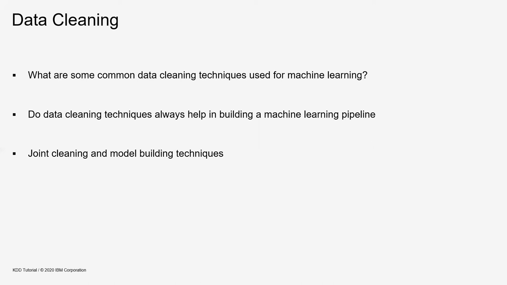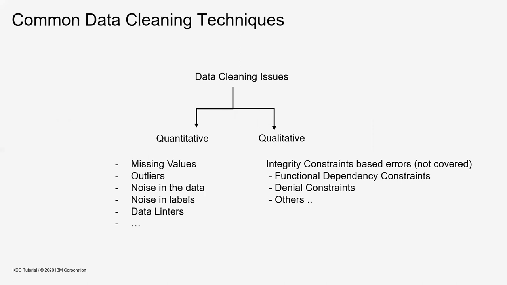So let's start with the first one. Data cleaning issues can typically be divided into quantitative and qualitative issues. There have been a lot of tutorials which have talked extensively about integrity constraints and functional dependency constraints and so on. This is an area that we are not going to cover as part of this tutorial. But we are going to look at issues like missing values, outliers, data linters, noise in the data, noise in the labels, etc., and pick up some of these.